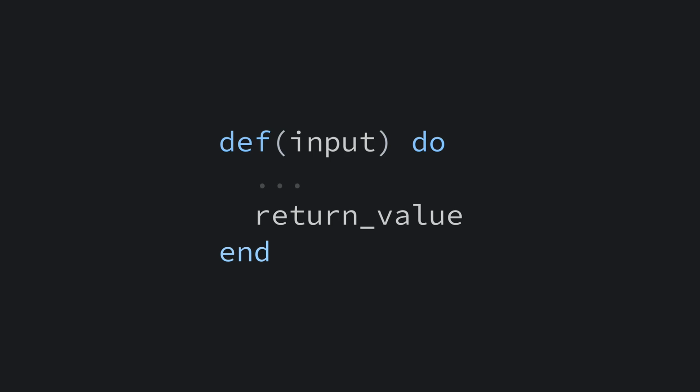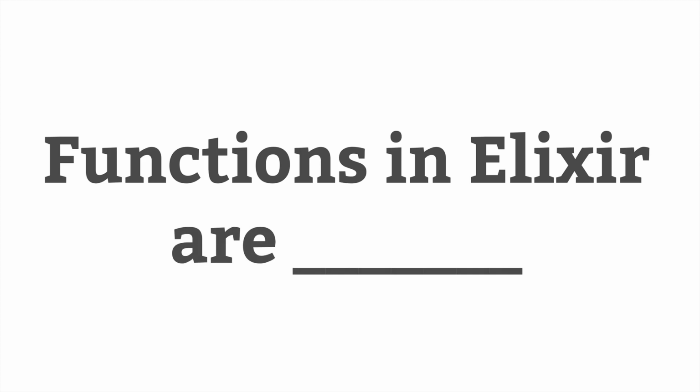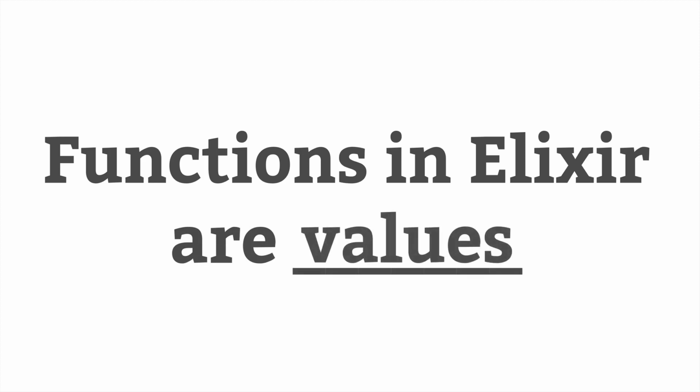This off-the-cuff definition that I provided is probably similar to what most programmers would say. But there's something missing from the description I just gave, and I hinted at what this is in prior videos. Do you know what's missing from the function definition I just gave? Here, try and fill in the blank. Functions in Elixir are blank. Well, functions in Elixir are also values, which means they can be treated like other values.